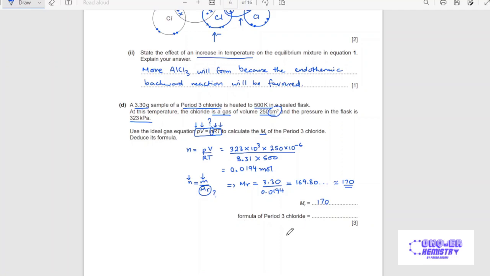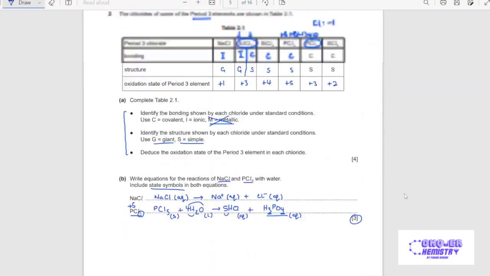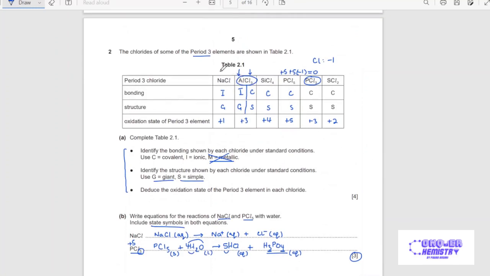Now, the thing is that I'm going to subtract the Ar of chlorine again and again until I get the Ar of the other element that's bonded to chlorine. Now, how do I know when to stop? Well, I should know that in period 3, if I scroll up here, all of these elements will have a lower Ar than chlorine itself. Well, because they come before chlorine in the periodic table. Okay? If you want to check the periodic table, you can.